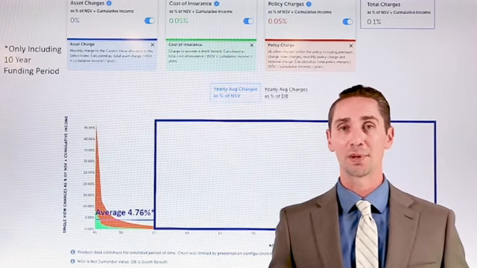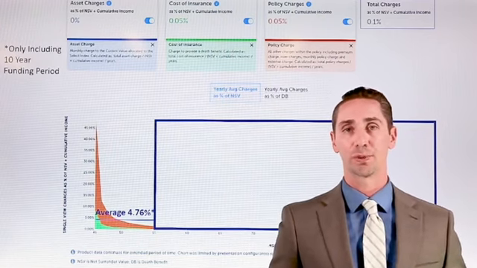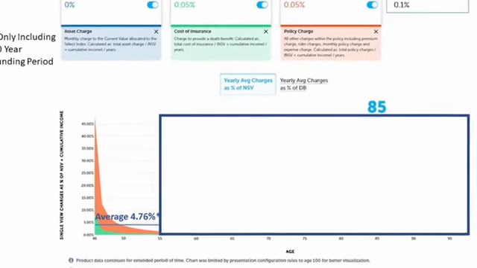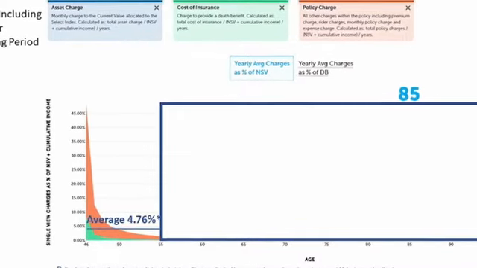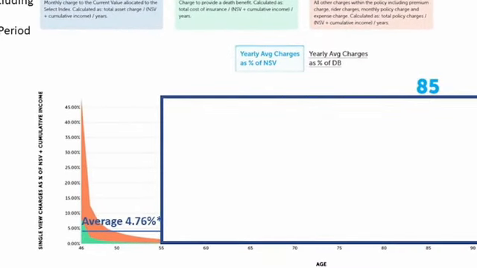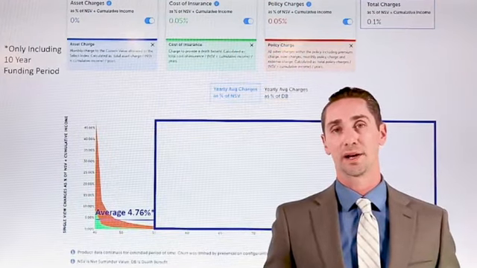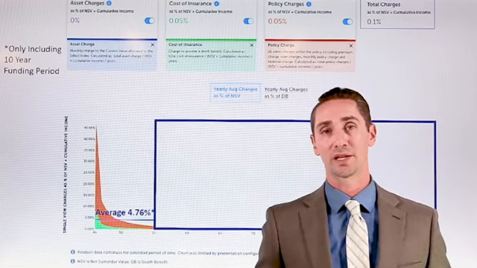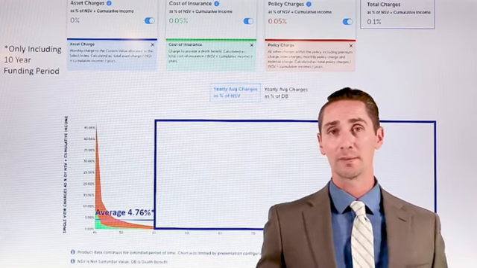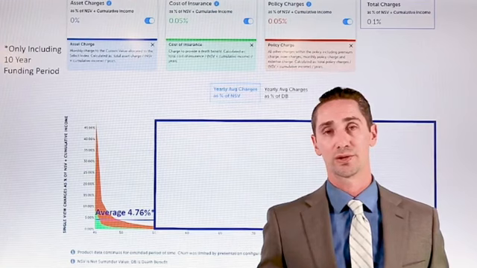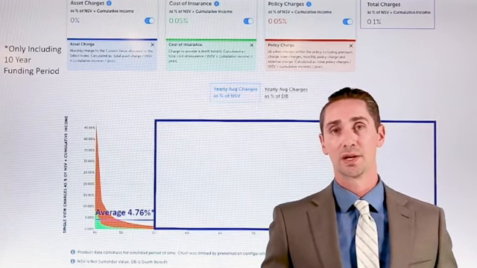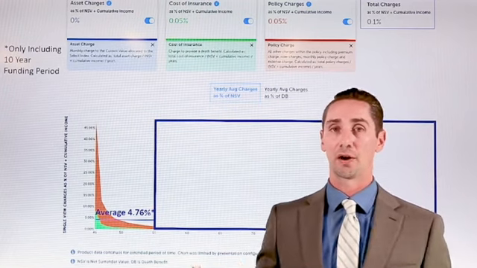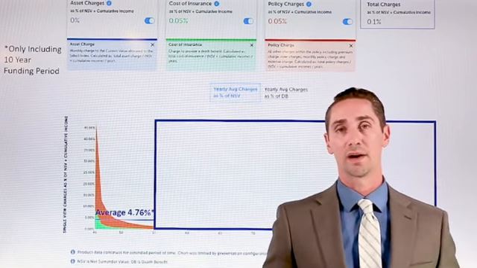Now, if we do the exact opposite and we exclude the 11 years plus and only look at the first 10 years, the funding period, the average expenses were 4.76%, which we would conclude is expensive during the funding or building period of an indexed universal life policy. So that is the IUL expense ratio. What we can conclude is that over time, a 1.03% expense ratio is in line with other vehicles. After the funding period, the policy expenses are inexpensive and they are front-loaded and more expensive up front.